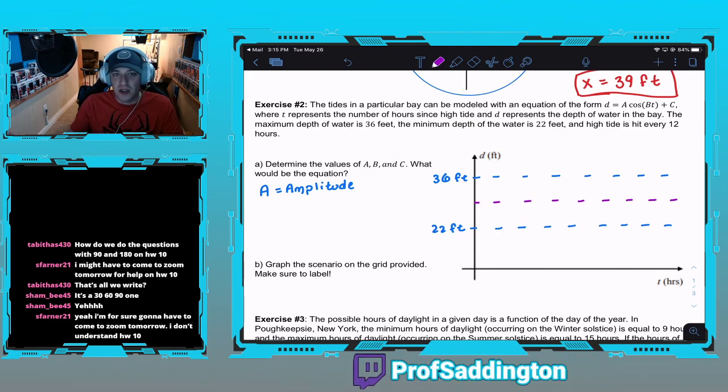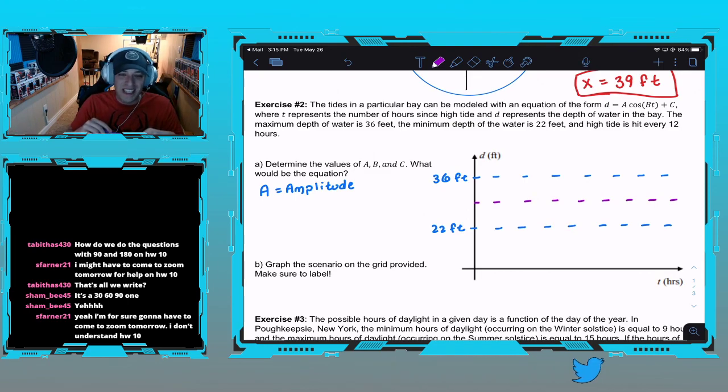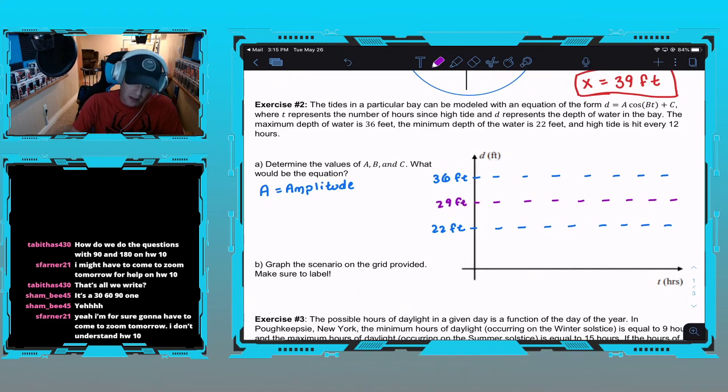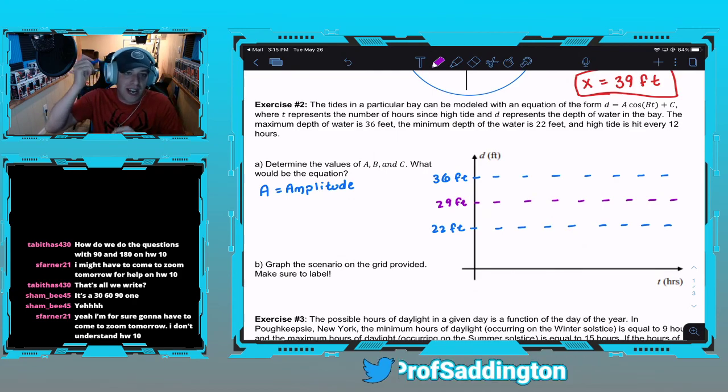So you can average them out to find that middle line, because if you take 36 and 22 and add them together, you're going to get 58. And when you average something, you just add them together and divide it by 2. So if I have 58 and I divide it by 2, that should give me 29. Or you guys can just count it and try to figure out what's in the middle.